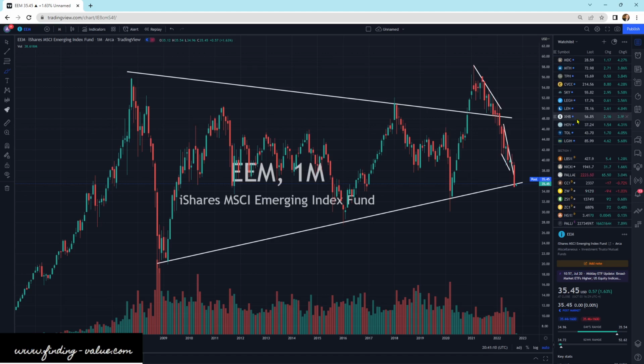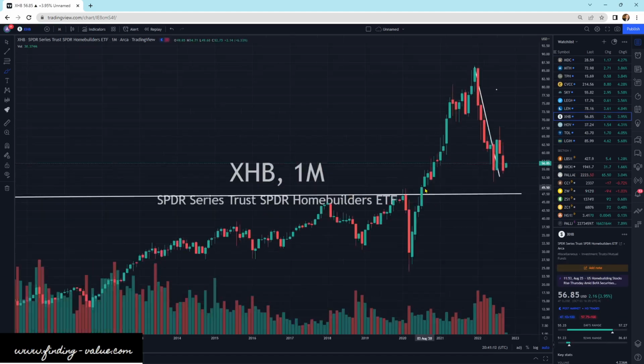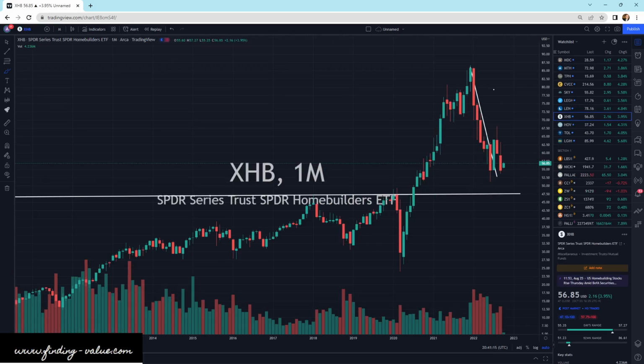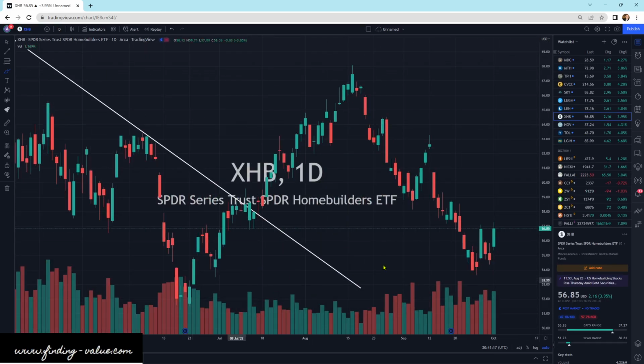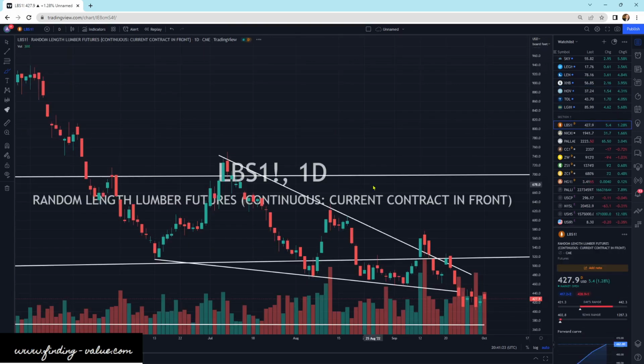Looking at XHB, the home builders, we're getting a bounce here today. Again, I've got to see what's going to happen with the overall markets. We've got to see follow through. We've got to see some momentum build. Lumber also moving sideways. Not much to really say there.